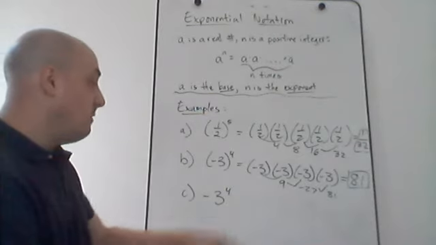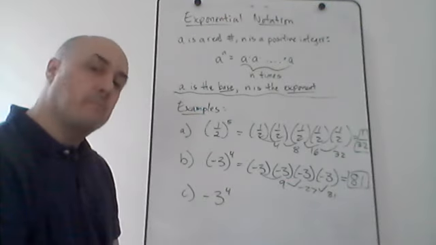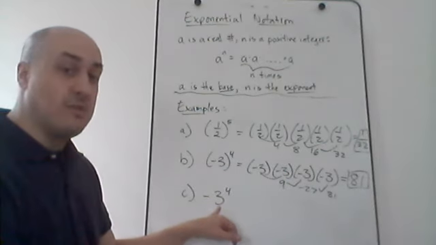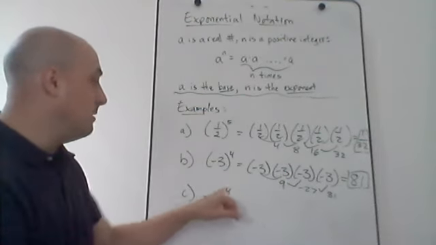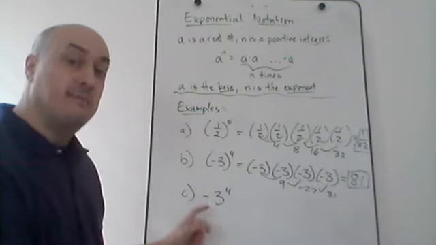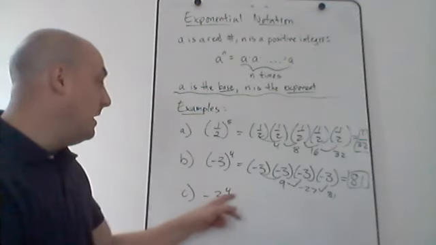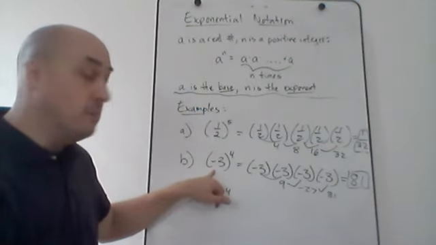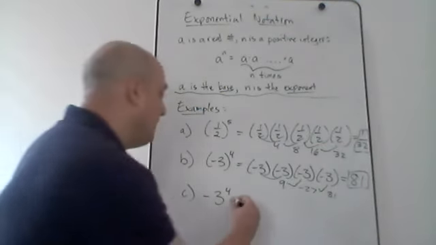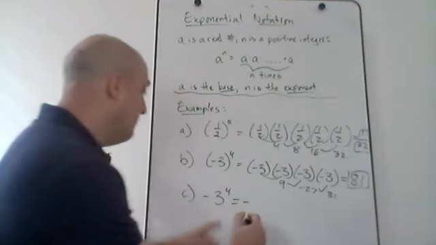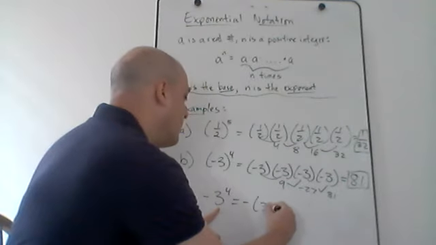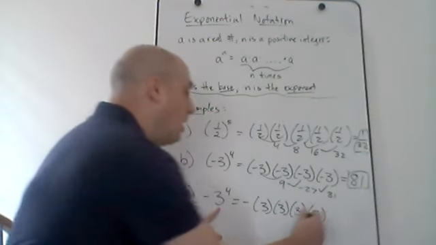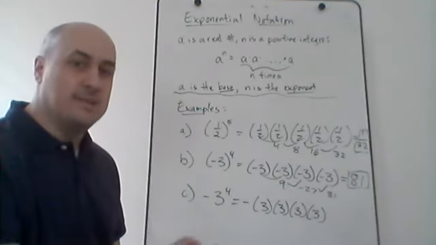For -3 to the 4th power, not in parentheses, it's a little bit different, right? Here, that 4th power is only attached to the 3. That negative is not being included, not being raised to that 4th power. If we want to include that negative and also raise that negative to the 4th power, we have to put parentheses around the -3 like we had up here in example B. All right, so this negative 3 to the 4th power means negative, and then we're raising 3 to the 4th power. Right, so the exponent only applies to the thing that it's attached to.